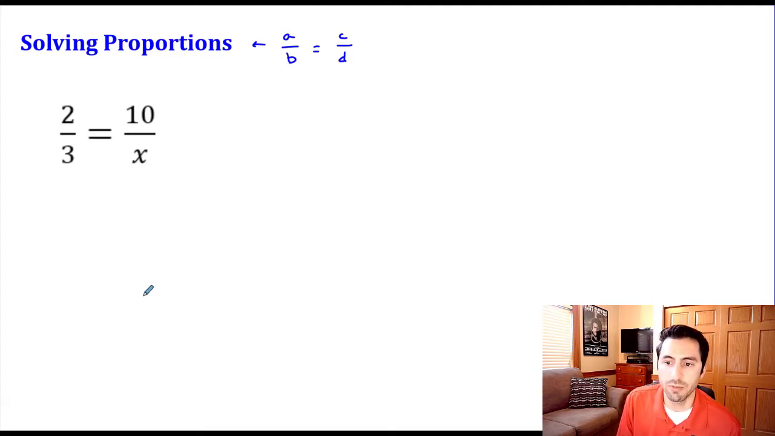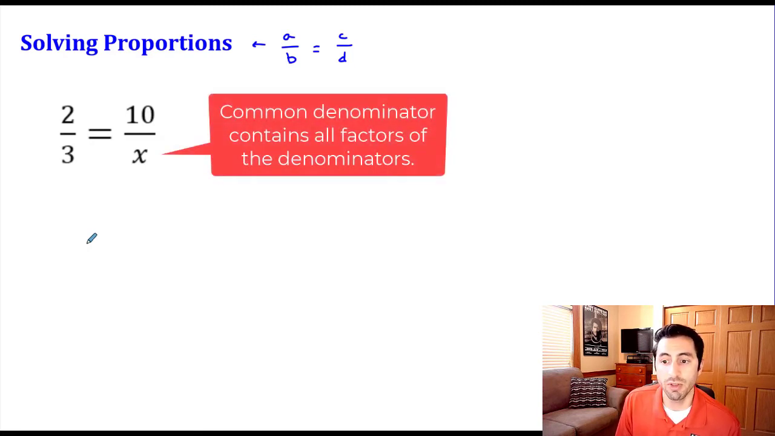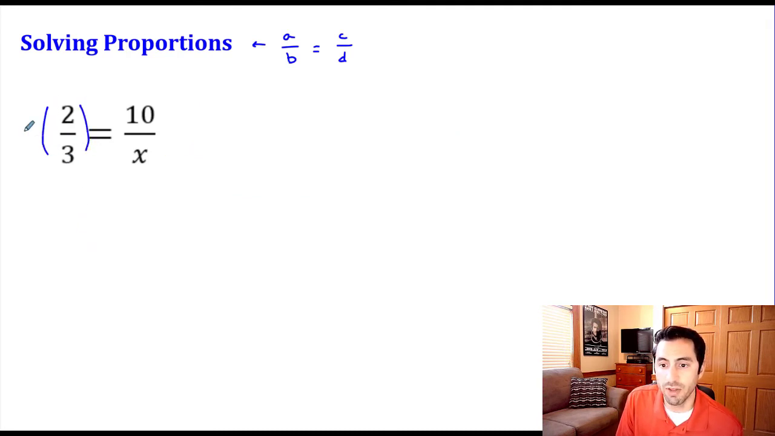So the first thing, here's a proportion. I have 2/3 is equal to 10 over x. Now, if I just wanted to go through the process and solve this, I would want to get rid of the fractions first. Well, one easy way to get rid of the fractions is to multiply the entire thing by the common denominator, which in this case would be 3 times x. So I'm going to multiply the left side by 3x, and I'm going to multiply the right side by 3x.